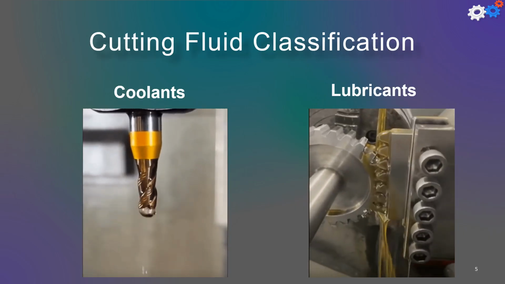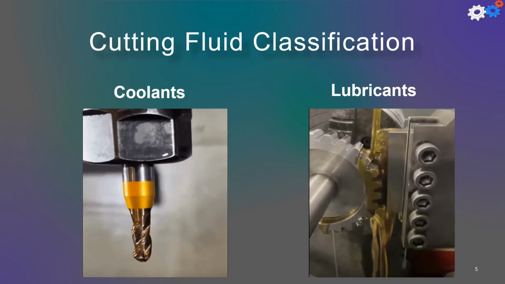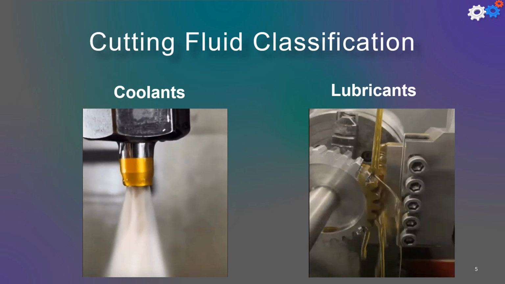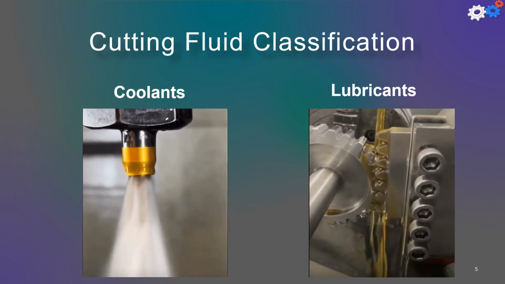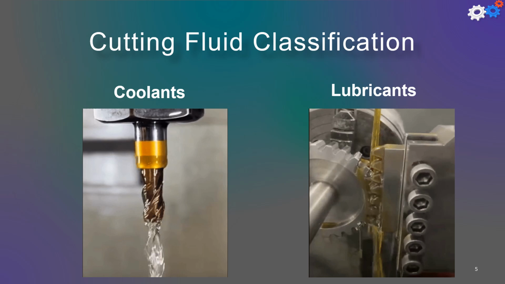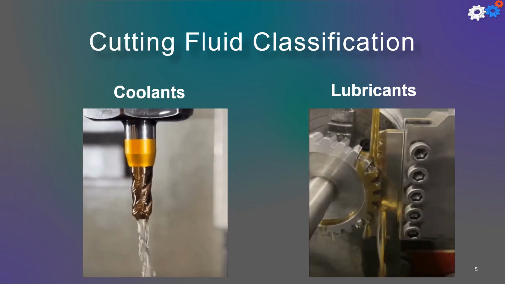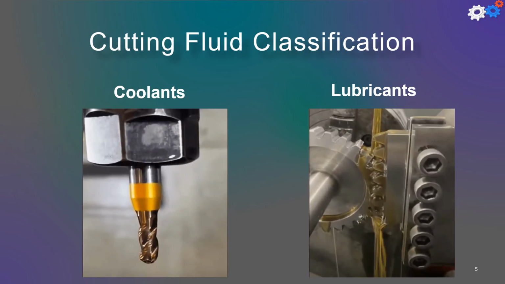The cutting fluids can be classified according to function as a coolant, which is designed to reduce the effects of the heat in machining, and a lubricant, which is designed to reduce the tool-chip and tool-work friction.